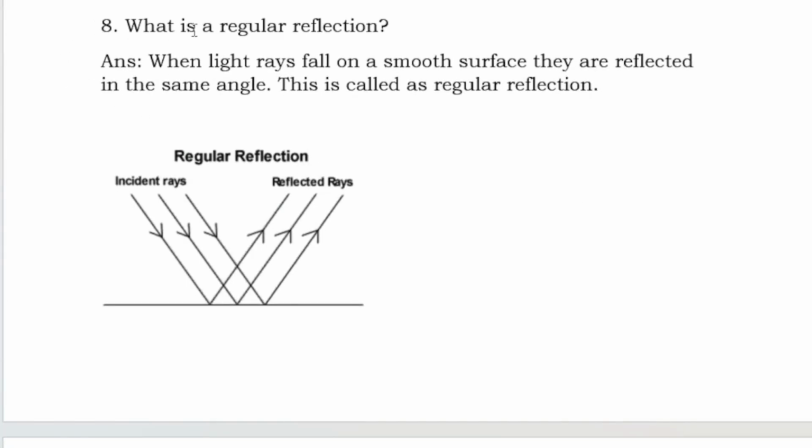Eighth question, what is a regular reflection? Answer, look at the diagram. These are incident rays and they are reflected. These are reflected rays. When light rays fall on smooth surface, they are reflected in the same angle. This is called as regular reflection. For this question, you need to draw this diagram also.